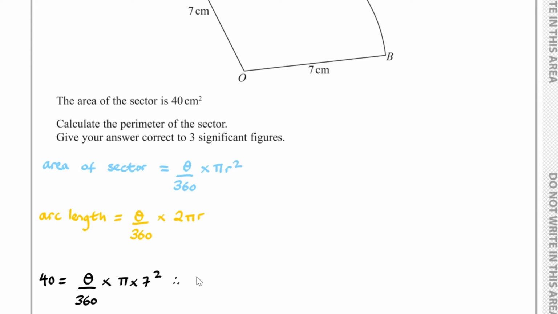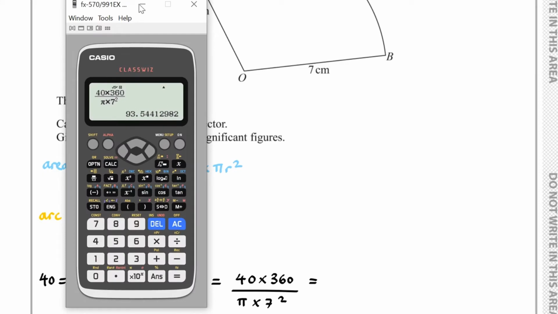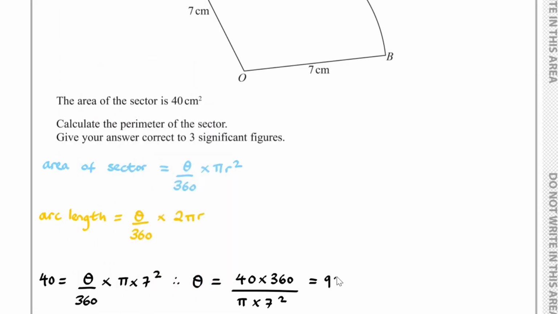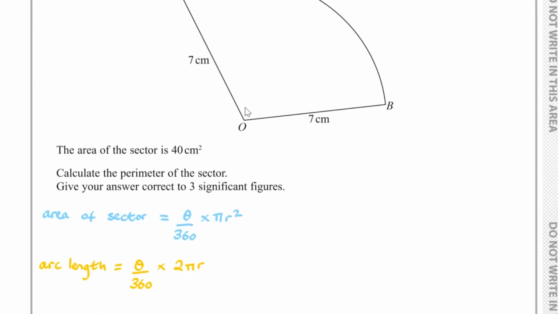So we can rearrange for theta. Theta is going to equal 40 times 360 divided by pi times 7 squared. So if we work this out, we get 93.5, etc. So this angle over here is 93.5, etc. degrees.